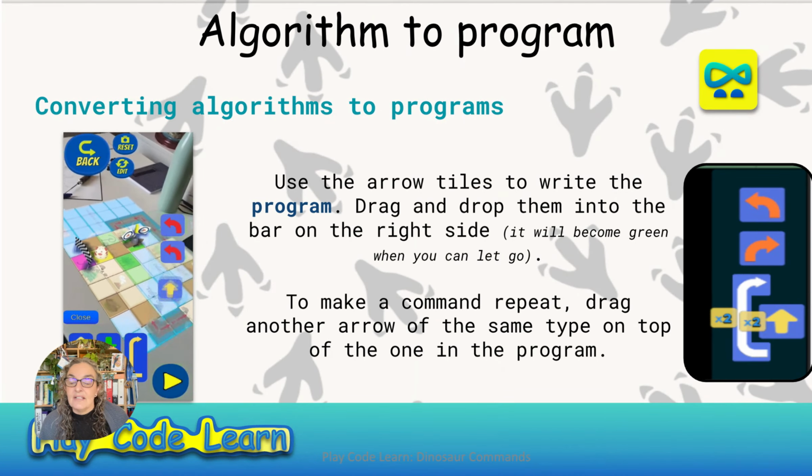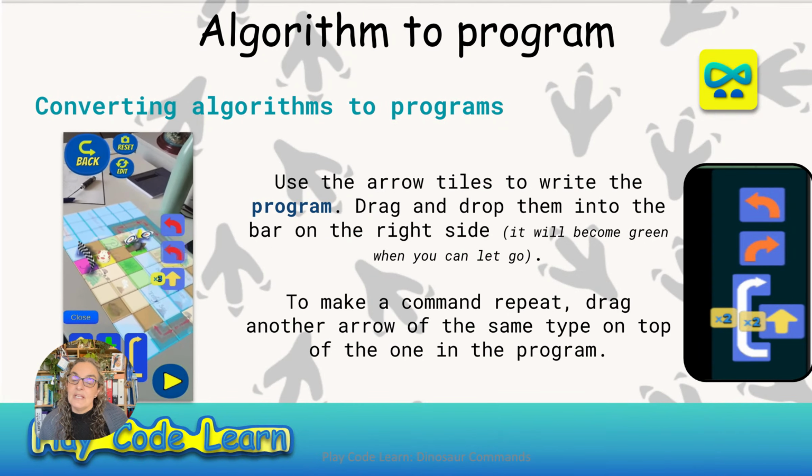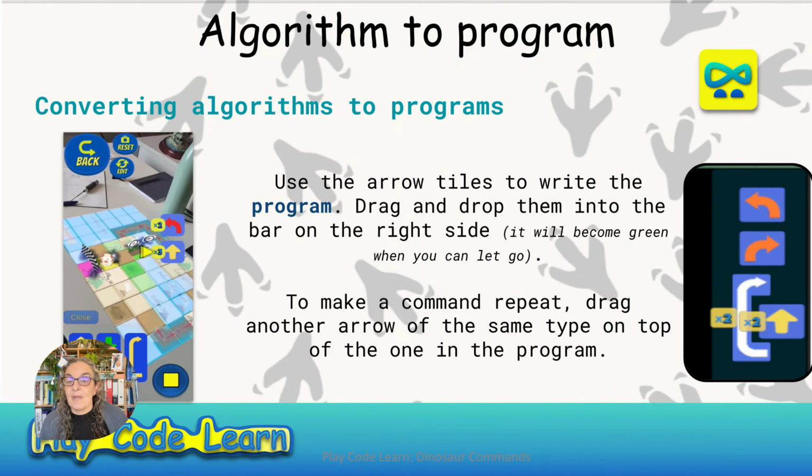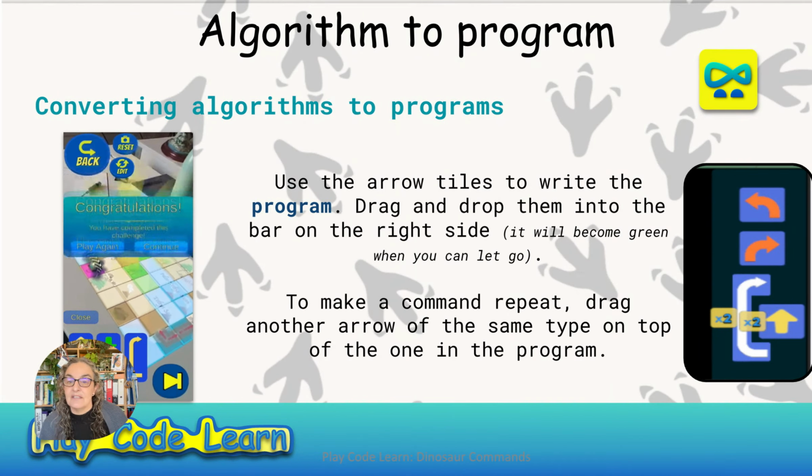Arrow tiles are clicked and dragged to the right, as you can see, but instead of having them separately, you can now put them into repeats. So you can add repeats and you can also add loops into the computer program to enable them to complete the challenge.